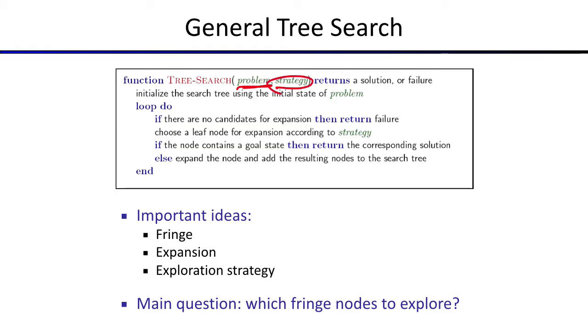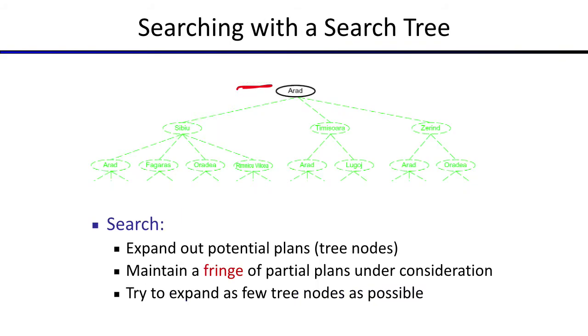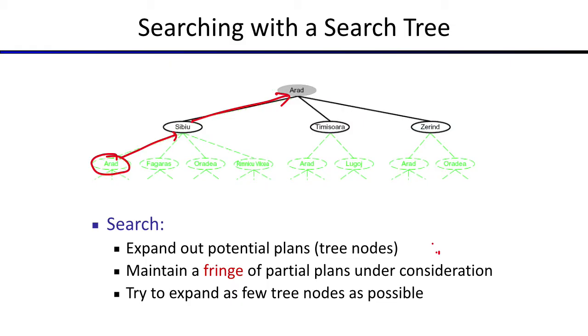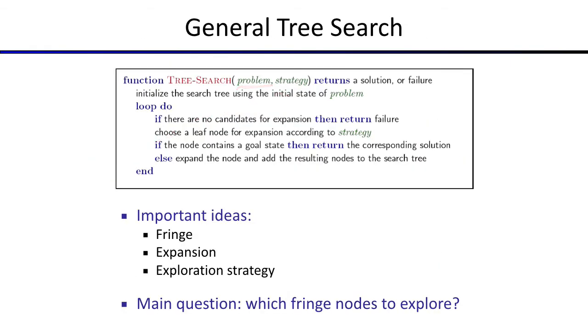And then a strategy. Strategy is just, are we going to do depth first, breadth first, or uniform cost? We initialize the search tree using the initial state of the problem. That's like what we did back here with just Arad at the beginning.